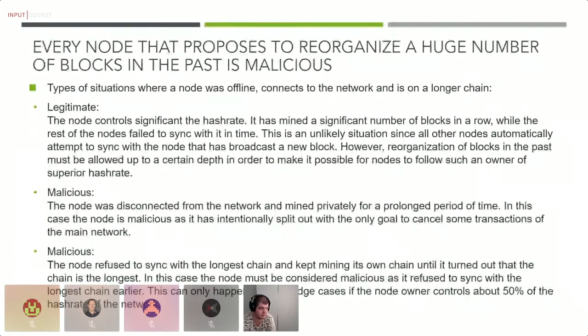So usually it doesn't happen. It's only an edge case where it happens. Whereas if you've got a longer reorganization, usually it's malicious, because there was a node that was offline, disconnected, and it mined its own chain, right? The node has intentionally split from the network. And this was with a reason, and it's most likely to double spend some coins, right? Usually long-term or deep reorganizations don't happen for legitimate reasons. And this is the basis of the ECIP 1092 proposal.